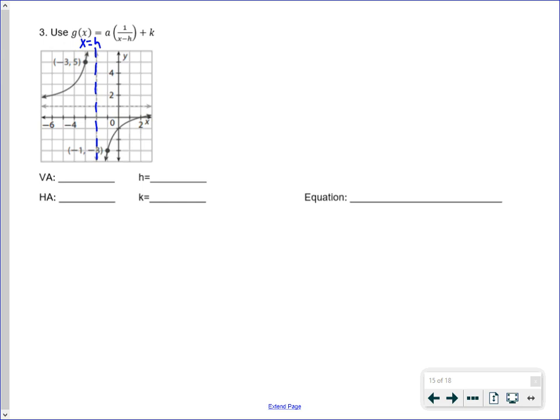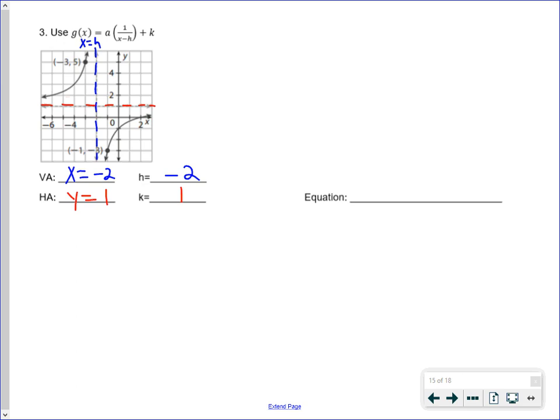In this case, every single point on this line has an x value of -2. So that means our vertical asymptote has an equation of x equals -2, which means our h value is -2. Our horizontal asymptote will be this red one over here, the one that goes left to right. Every single point on the asymptote has a y value of +1, so our horizontal asymptote is y equals 1. And if our horizontal asymptote is y equals 1, that means our k value is 1.